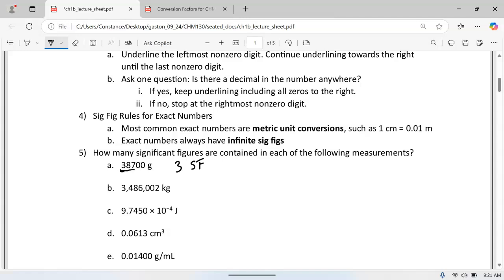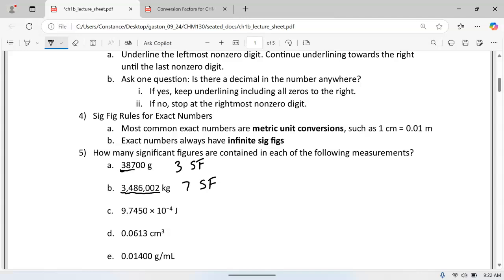Okay, B, again, we're going to start from the leftmost non-zero digit, and then I'm going to underline all the way until I get to the rightmost non-zero digit. Now, there's no other numbers off to the right or to the left of what I've underlined, which means that at this point, everything is significant. And so I can go ahead and count up those sig figs. I've got 1, 2, 3, 4, 5, 6, 7 digits that I've underlined. So that is 7 sig figs.